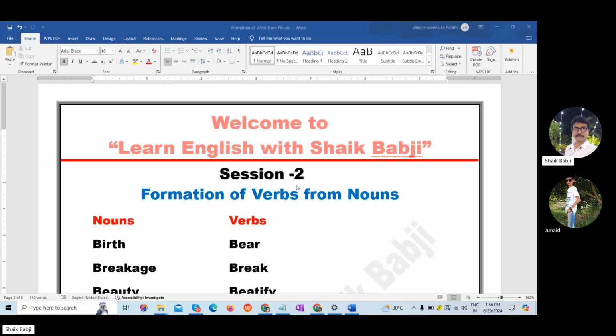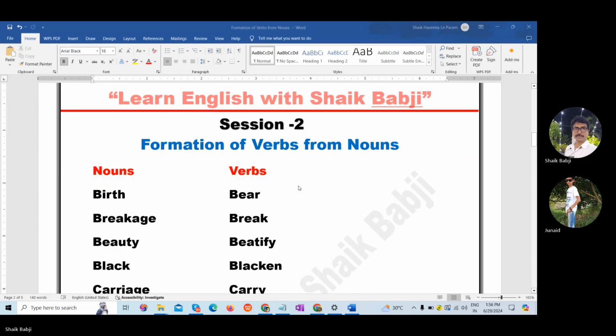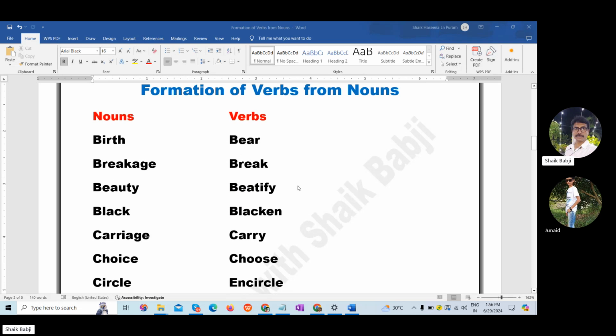In this session 2, we are going to learn some more formation of verbs from nouns. Here I have given some list. Let's see what they are.